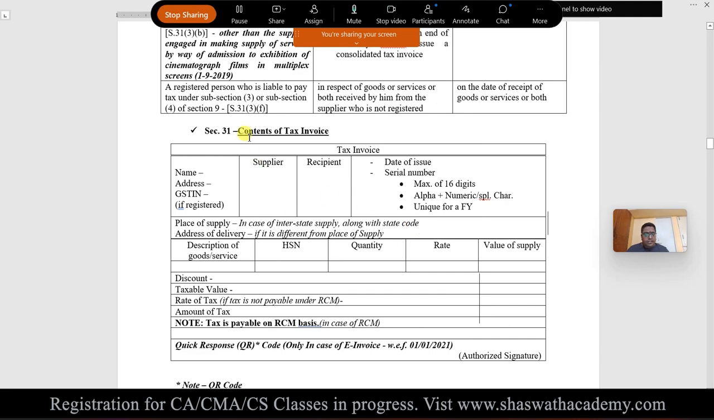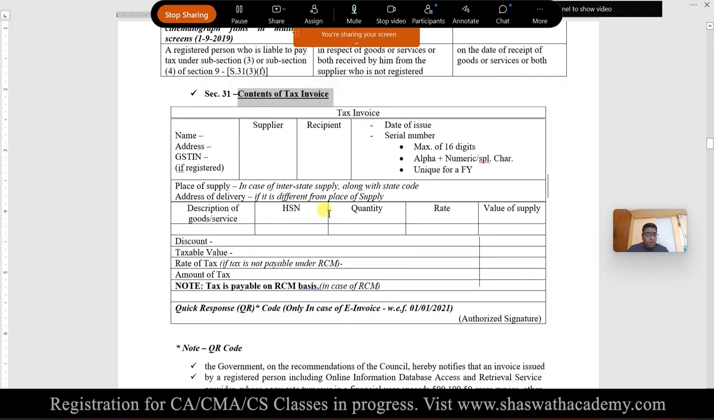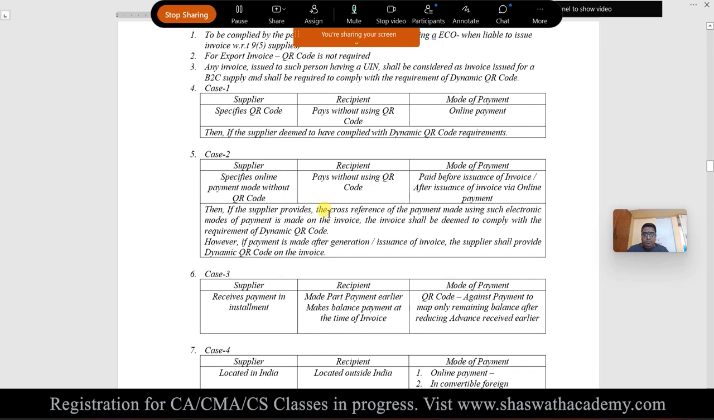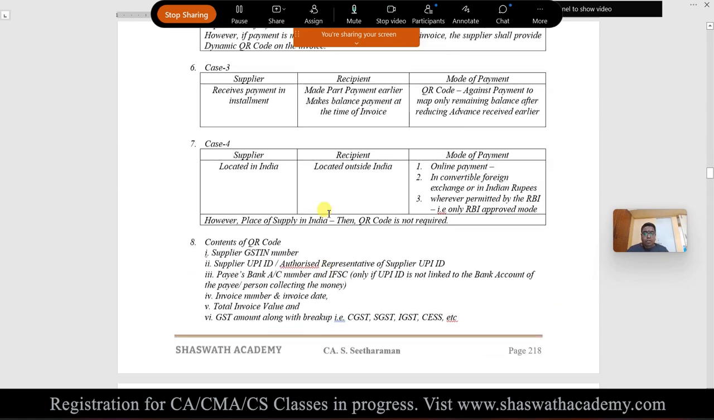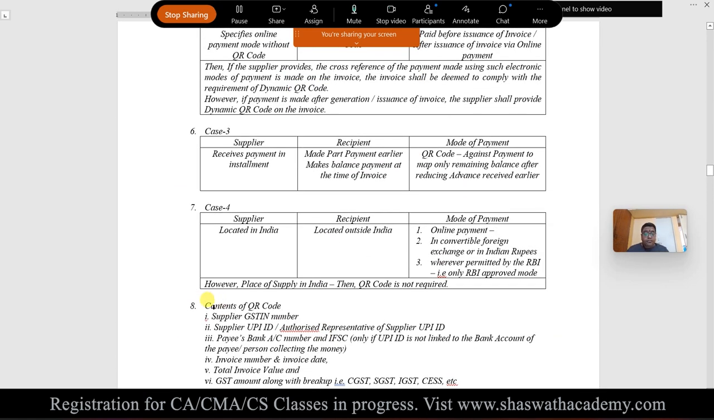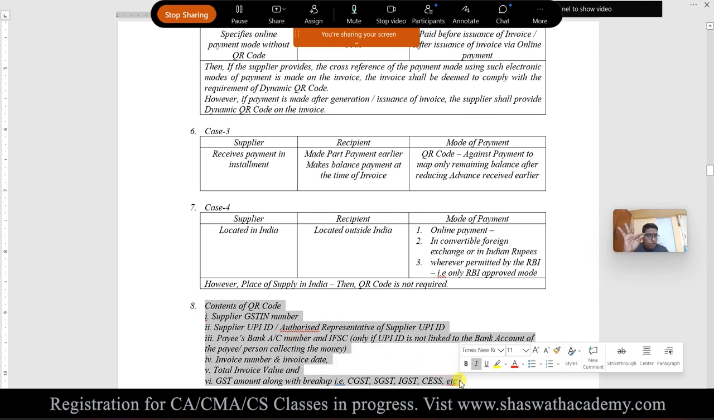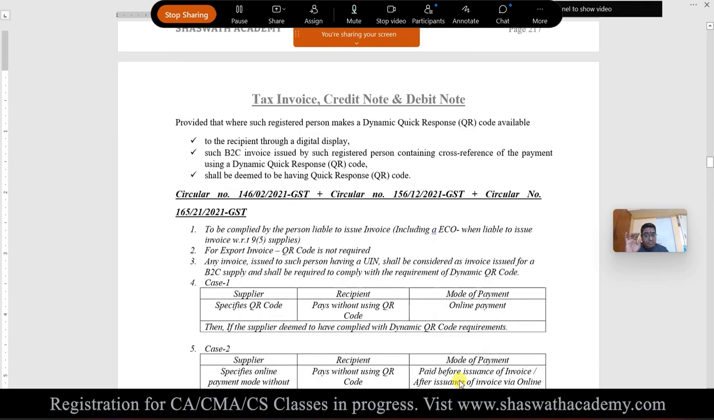See, first one, contents of tax invoice is there. In that, there is a proviso which talks about this. And also, my dear, I want to say, contents of QR code is an important question, mark it important.